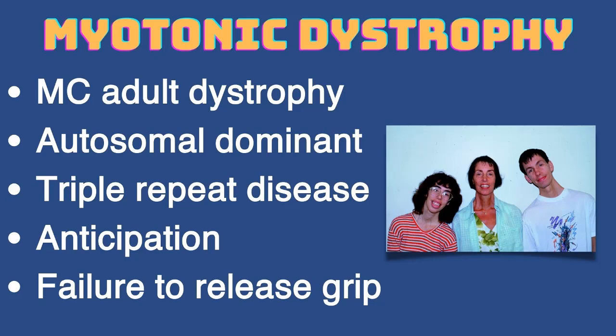That's called anticipation. In other words, you can anticipate that in your future generations of kin, the disease is going to get worse. And the reason for that is that each generation has more of those triplet repeats added on. And so you're coding for an even more defective protein. And so the disease gets worse and worse and worse.